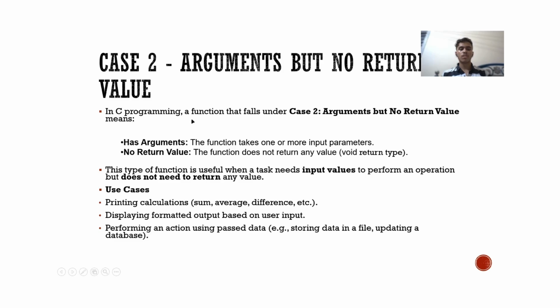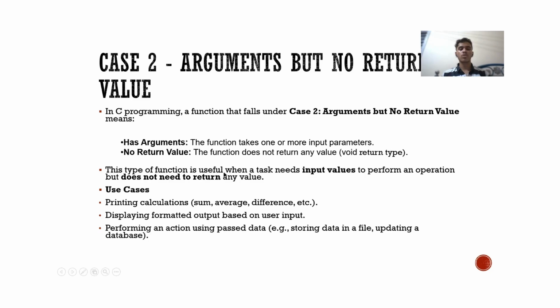Next, the second case: arguments but no return value. In C programming, a function that falls under case 2 has arguments but no return value. It takes one or more input parameters, but the function does not return any value.